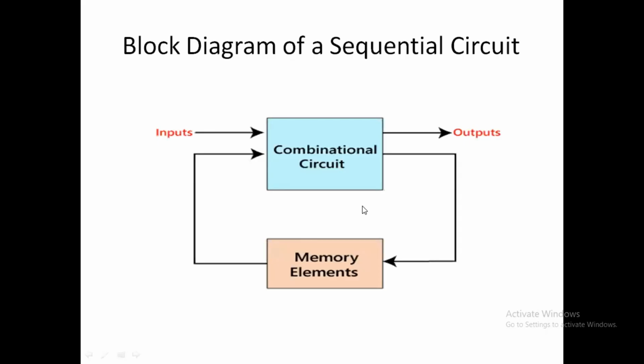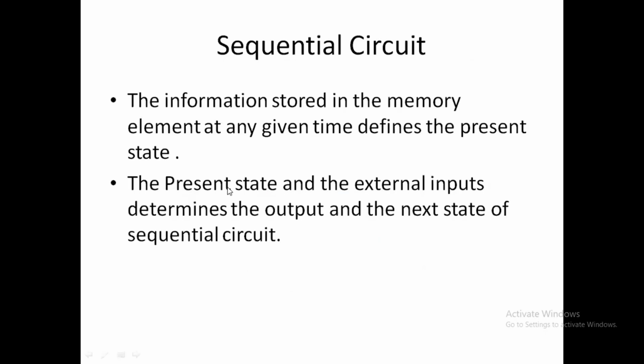So this is the block diagram of the sequential circuit. A sequential circuit can be designed through a combinational circuit and some memory element. In the combinational circuit, the outputs are again connected to the memory element through a feedback mechanism. So here output depends on the present combination of input as well as the past combination of input. In a sequential circuit, the information stored in the memory element at any given time defines the present state. The present state and the external input determine the output and the next state of the sequential circuit.